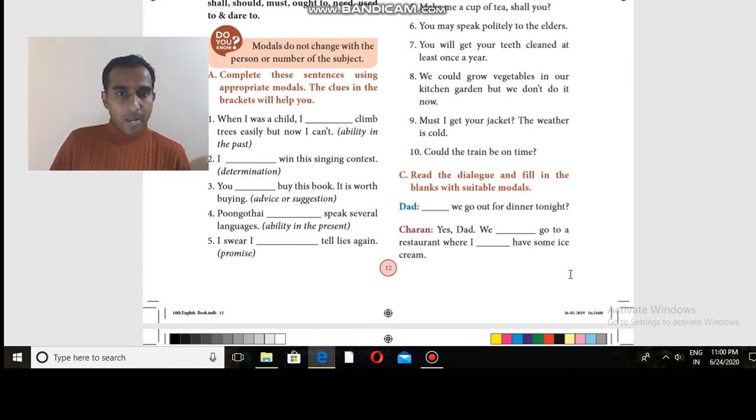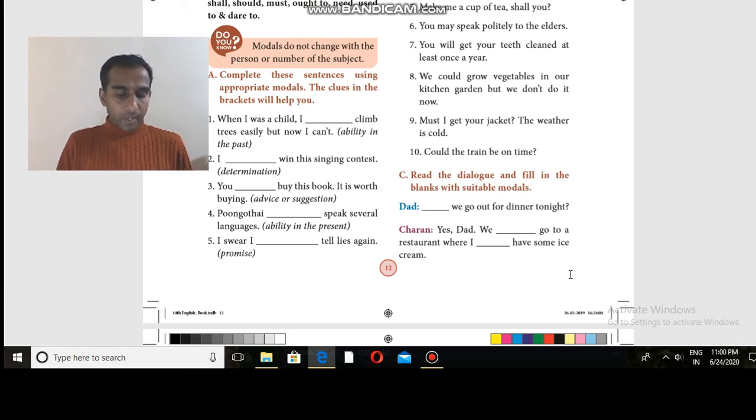And the second one, I dash win this singing contest. So here, determination. I will win this singing contest. So will is the word which shows the determination. You can mark down all the answers in your textbook as well.